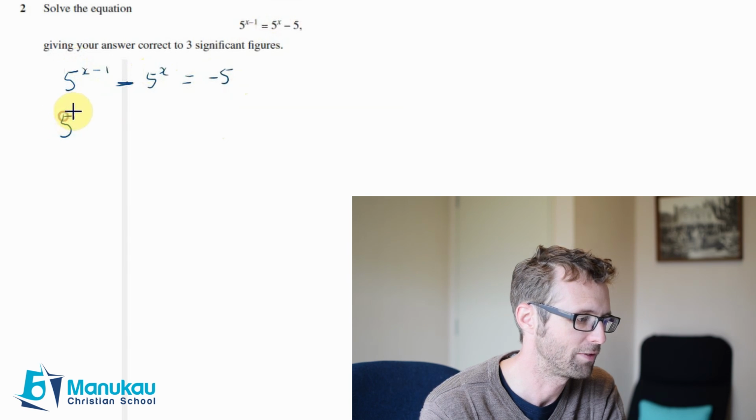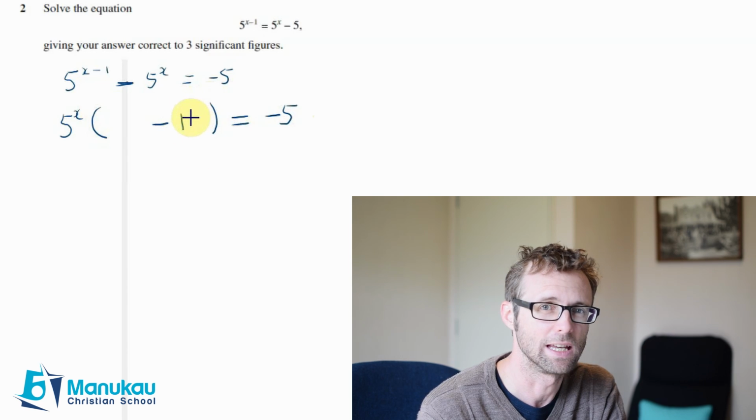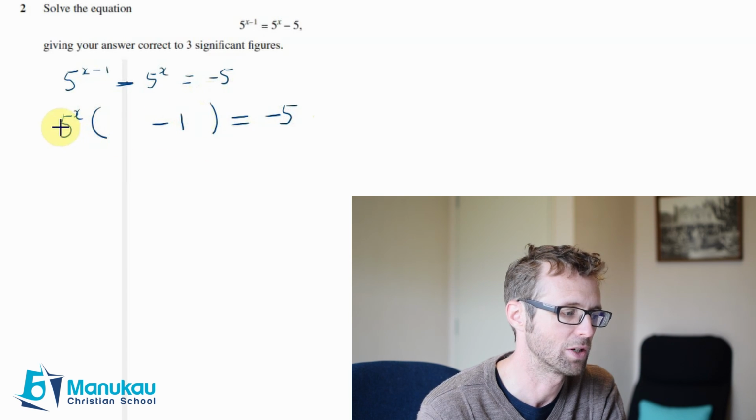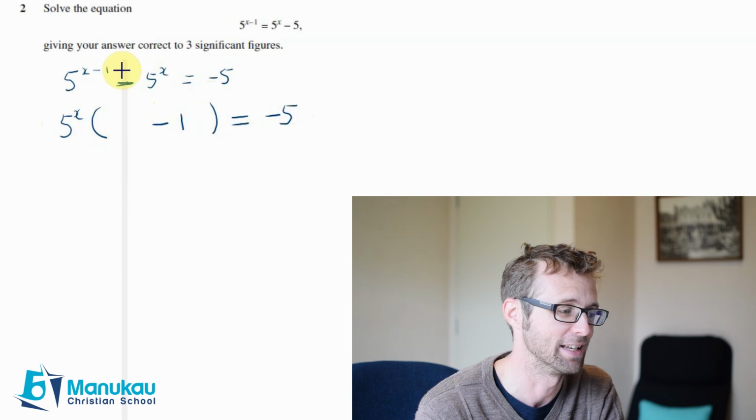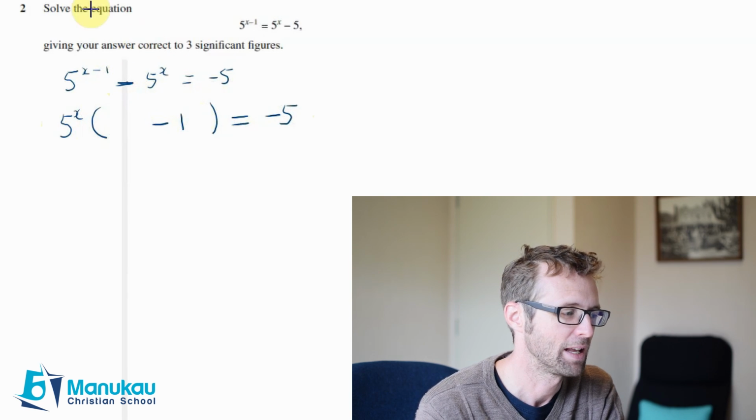And then I decided I wanted to factorize. So I'm going to pull 5 to the x out, and this is where I'm going to use my index laws. So clearly the last term in the bracket is going to be minus 1, because 5 to the x times minus 1 is 5 to the minus x. So I hope that makes sense. Now, what are we going to put in here? This is where we really need to know our index laws.